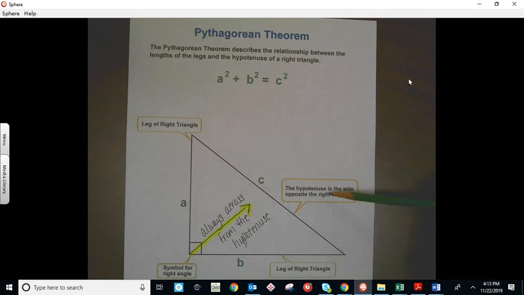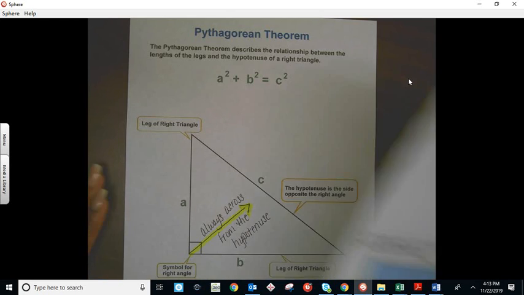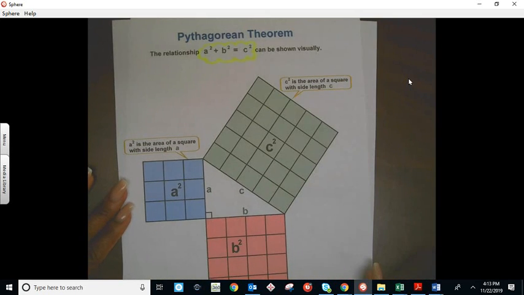Now, one thing that we want to remember is that your hypotenuse is always going to be across from your right angle, okay? So we know about triangles, true. What we don't know too much about is the Pythagorean theorem, which talks about the area of the sides of the triangle. So we're going to move from just the regular sides to talking about the area of the sides.